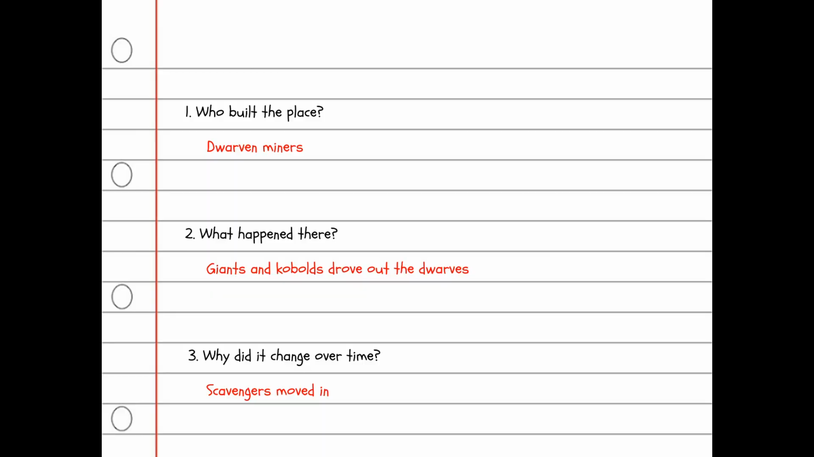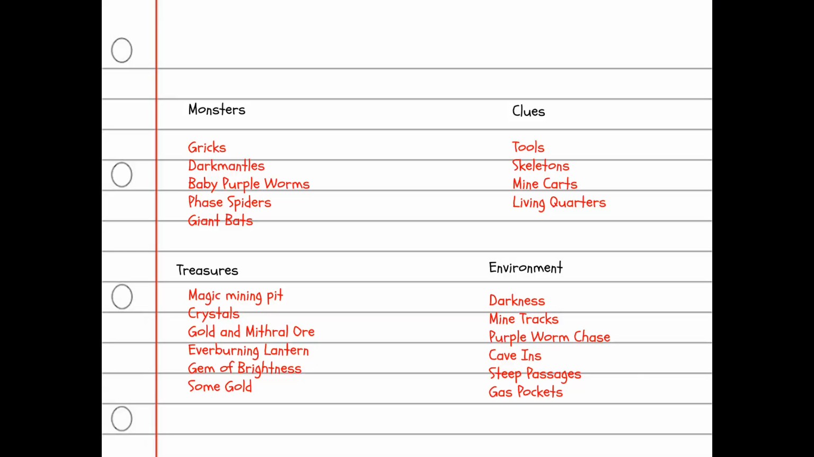Once you understand why a place exists, you can start building a simple history around it. And notice I said simple. You do not need to write 10 pages of lore your players are never going to read. Just jot down a few notes about who built the place, what happened there, and why it changed over time. Then when we get to step 4, it becomes much easier to fill the dungeon with monsters, clues, treasures, and environmental details that all feel connected to the same story.